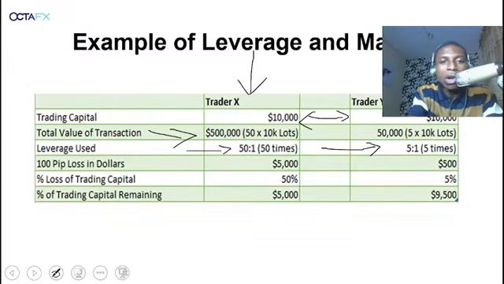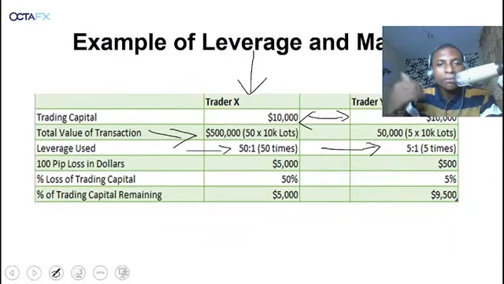Trader X was using an account that is 50 times his initial deposit. 50 times his initial deposit of $10,000 is $500,000. While trader Y is only using 5 times his initial deposit, which is just $50,000, right? Now both of them lost 100 pips. Now 100 pips is equivalent to the risk level they took, which is the leverage and the lot size they took.